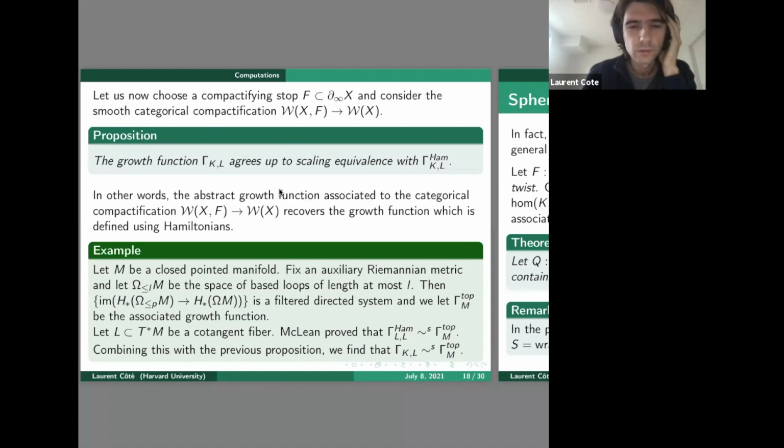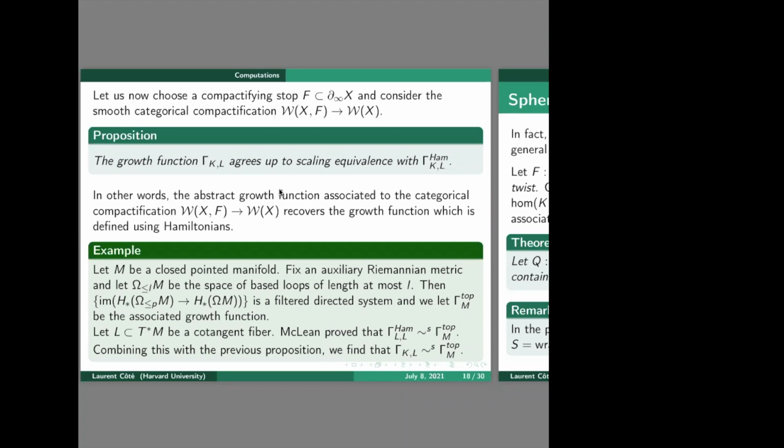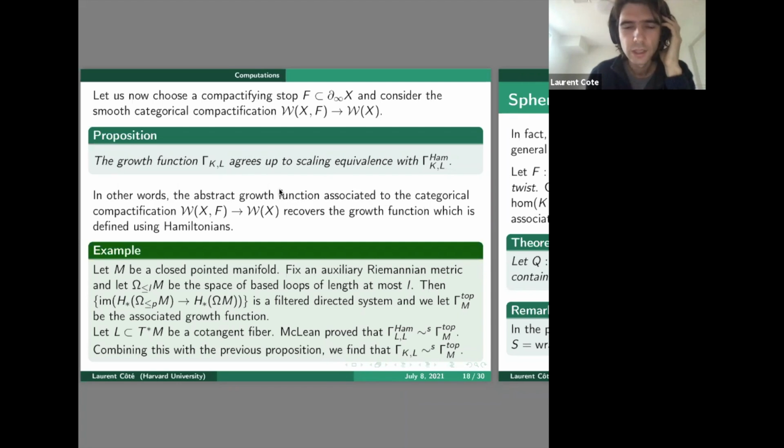So this is immediately useful for computing things because thanks to work of various authors, we now understand a lot of things about the growth function for cotangent bundles. In particular, if you take M to be a pointed manifold and you fix your favorite Riemannian metric, you can consider loops of length at most L, where L is an integer. This includes into the space of all loops, and you get an associated filtered directed system. You can also consider the growth function from this filtered directed system. And thanks to work of Abbondandolo-Schwarz, Abouzaid, and McLean, we know that this growth function is the same as the one coming from Hamiltonians. So in particular, we find that this categorical growth function is actually a purely topological thing for cotangent bundles.